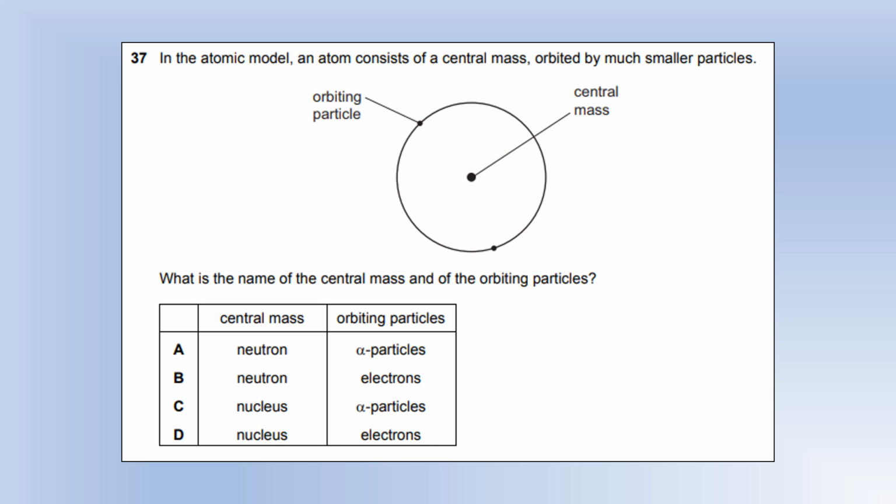In the atomic model, an atom consists of a central mass orbited by much smaller particles. What is the name of the central mass and the orbiting particles? Well, the central mass is a nucleus, so it's got to be C or D, and the orbiting particles are electrons, so it's going to be D.